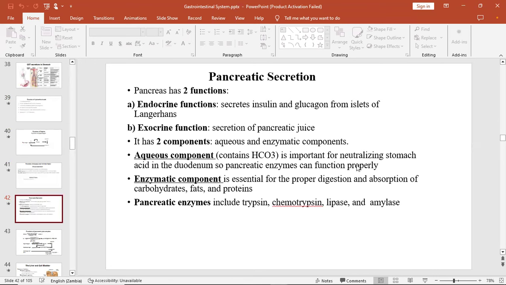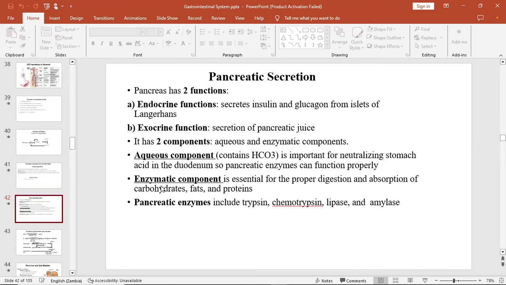So it's able to neutralize the contents. And that's what happens there in the duodenum, so that it can be easily acted on by the pancreatic enzyme. The enzymatic component is essential for proper digestion and absorption of carbohydrates and fats, and so digestion continues.